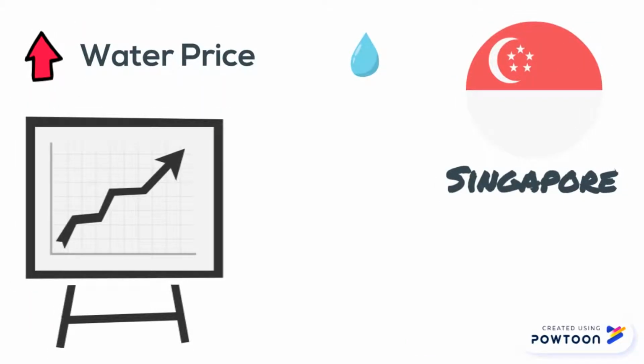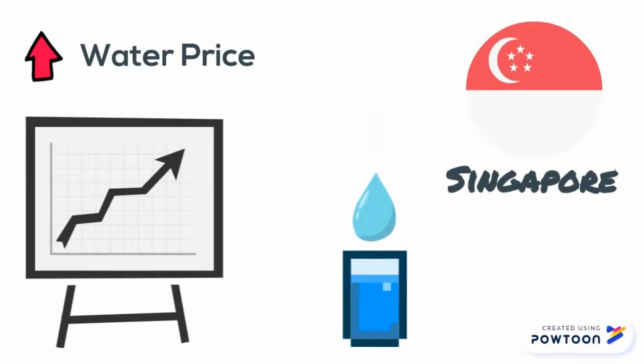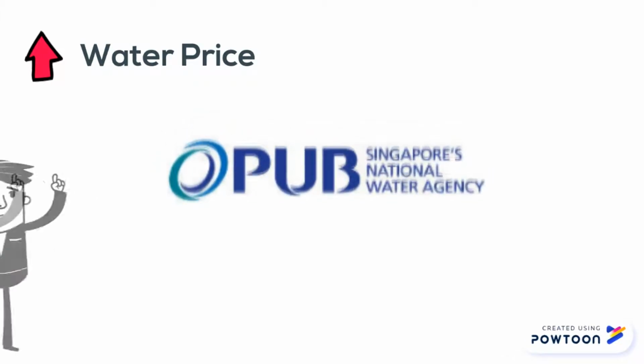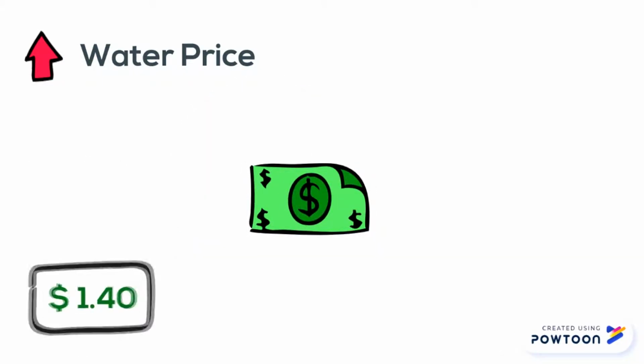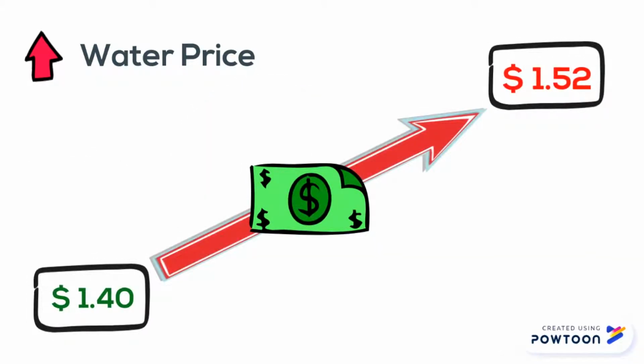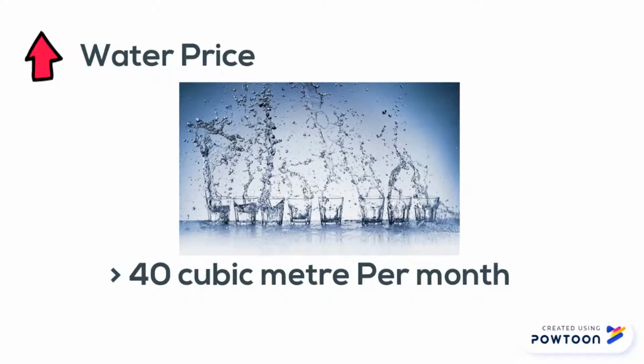Because there is a higher cost in producing water in Singapore, the Singapore government has decided to raise the water tariff to cover back the production cost. The tariff has increased to $1.52 from the current $1.40 for those households that consume more than 40 cubic meters of water per month.